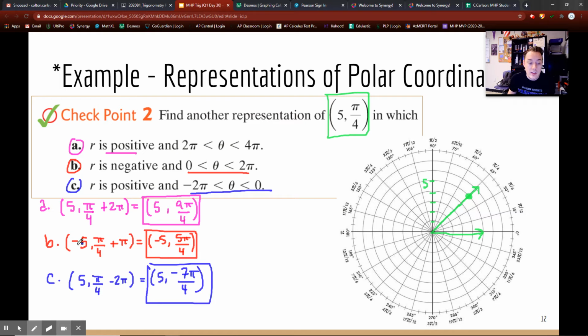math. And then this one I'm going to actually change the r to a negative because that's what it says. But then I'm also going to add pi so I can still get that representation. So the r is flipped, but then if I add pi, I still get to the same point. That's what I have. And then right here, I just subtract 2 pi because r is positive. I just keep it the same. I subtract 2 pi, okay? And I get this.